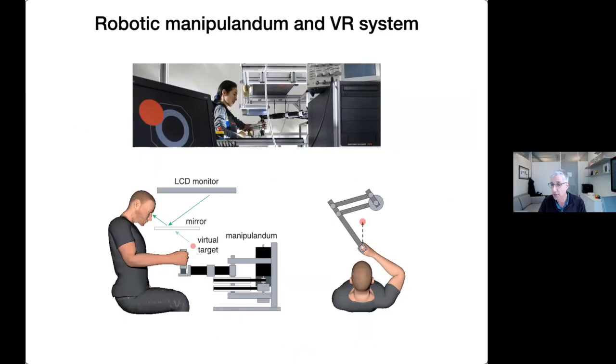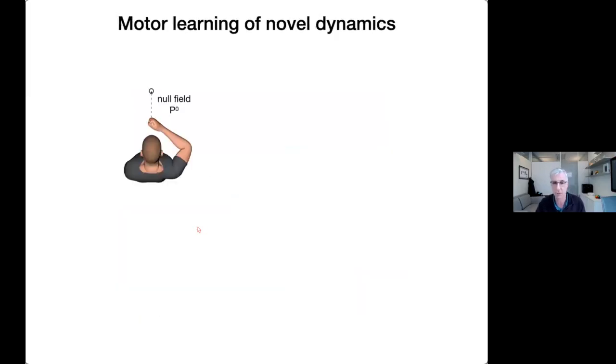We can track the movement and apply forces, updating them at 1,000 hertz. And so we can create arbitrary dynamic environments. We also use a very poor man's virtual reality, a monitor facing downward and a mirror facing upwards, so they see targets and feedback of where they are in the plane. So we can create visual feedback in the plane, and we can also perturb their movements.